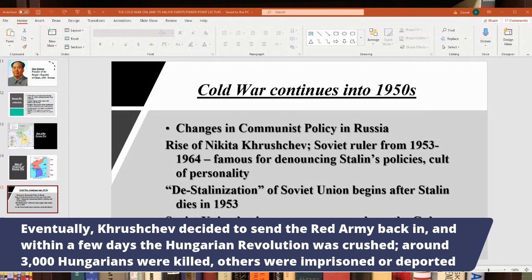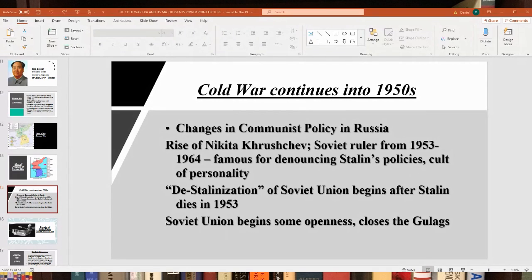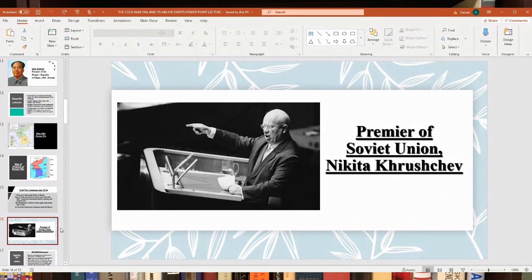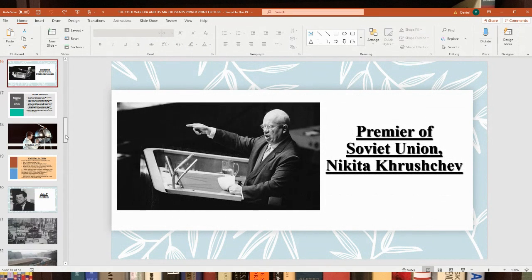Over 3,000 Hungarians were killed. A lot of them were deported to the Soviet Union and imprisoned. Maybe the gulags weren't closed. And some of them fled the country. They fled to the West, and a lot of Hungarians came to the United States later because of that. So Khrushchev was not exactly, I always joke that he's like Stalin light. That's basically who Khrushchev really was.